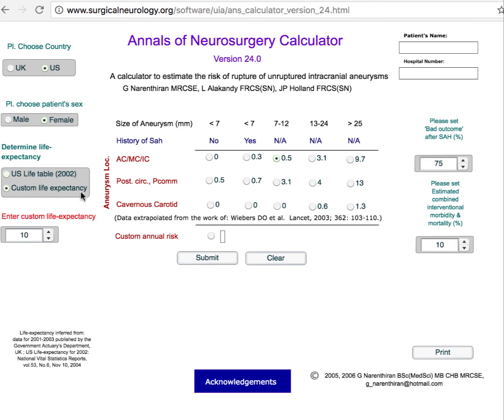Here, you can put, let's say, the risk for the next 15 years. You can just click it through, or you can just type 15 directly.